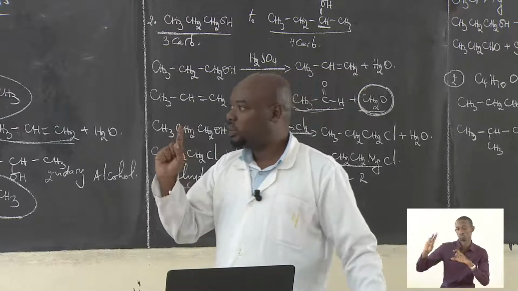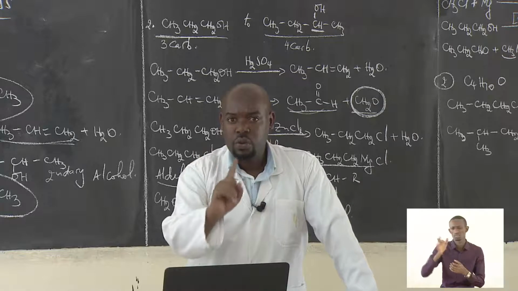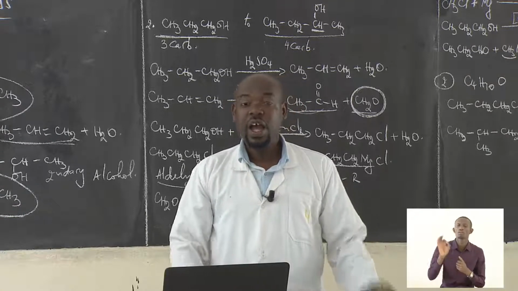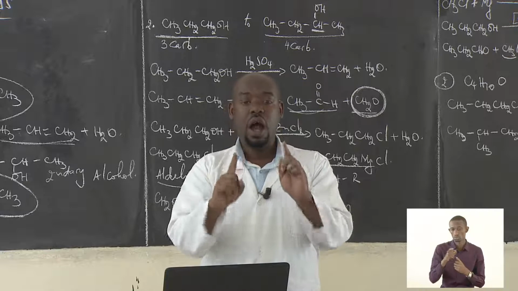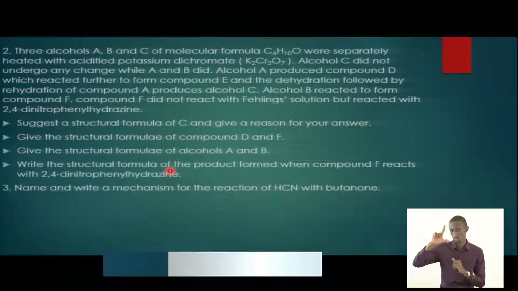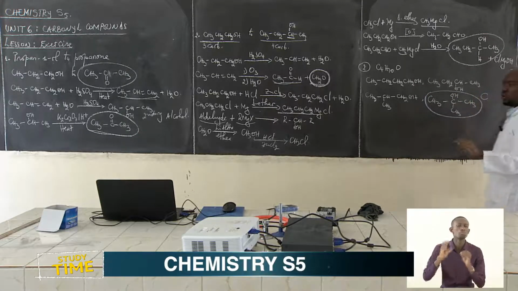Now let us analyze. It is said that all of the alcohols were separately heated with acidified potassium dichromate. Do we all remember what it does? Which reaction is being said there? It is an oxidation. And we know that some of the alcohols are not oxidized. The alcohol C didn't undergo any change. So that one is a tertiary alcohol, and it will be this one. Tertiary alcohols are those which are not oxidized. So we have C.